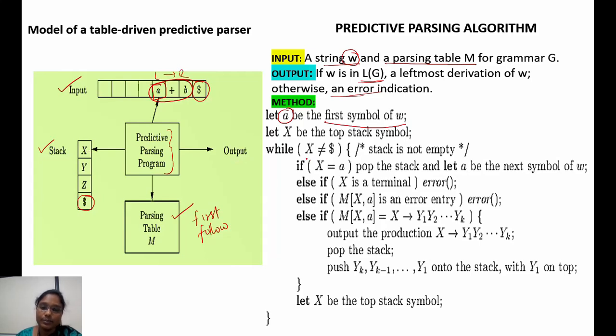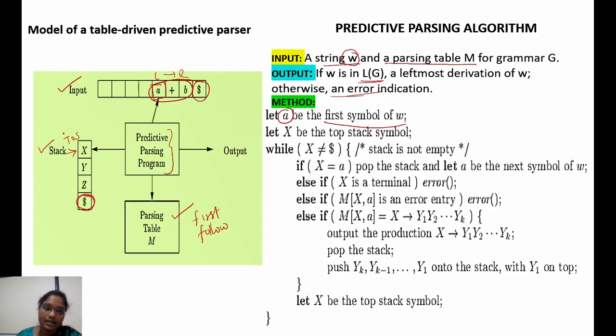We are going to repeat this process until the stack becomes empty. Every time it checks whether the top of the stack is a dollar or not. If it is not a dollar, then we have some other element at the top of the stack. So every time we check what is on top of the stack.